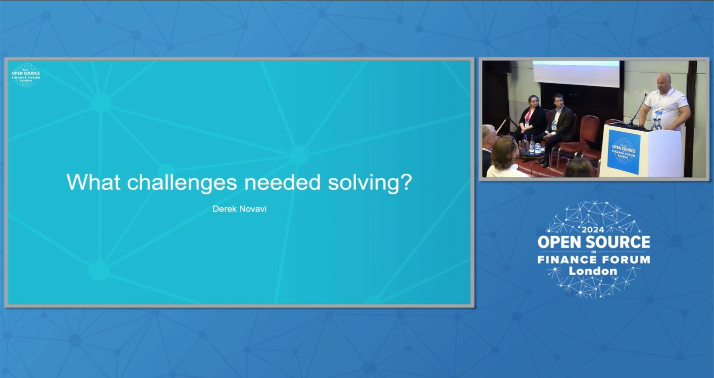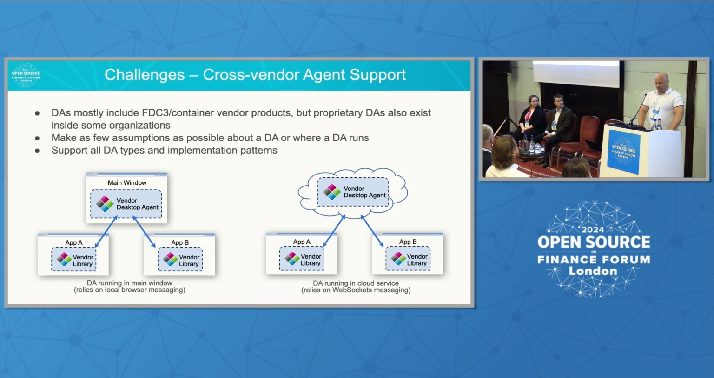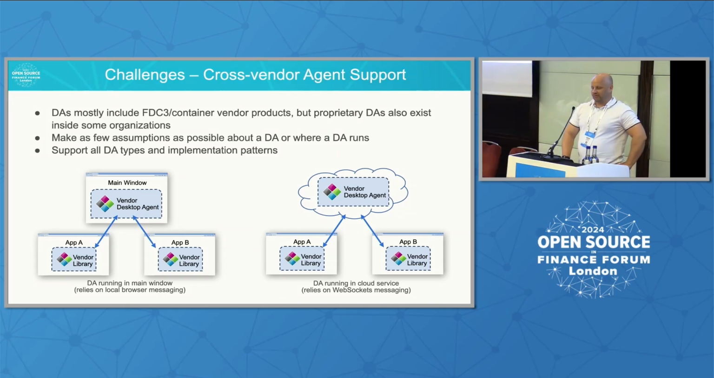Right, so in terms of the challenges, the first one was really to support all different types of desktop agents. Now, agents are predominantly supplied by FDC3 and container vendors, but proprietary DAs also do exist in some large organizations. This means we need to make as few assumptions as possible about an agent and where an agent runs. And we need to support a variety of different implementation patterns.